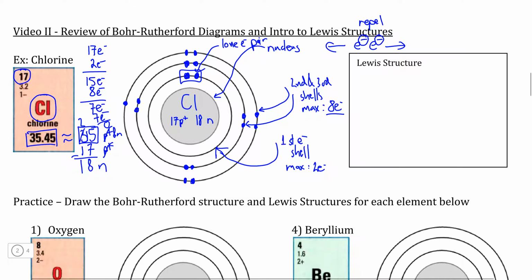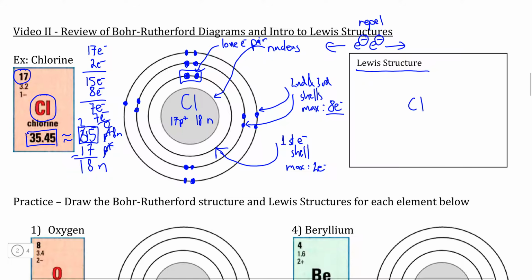Now, technically, especially when it comes to representing compounds, since Bohr-Rutherford diagrams take so long to draw, especially with elements that have a very large number of electrons, there is a much more simplified type of structure that we can draw that makes it easier to show how elements interact with one another, and this is what we call a Lewis structure.